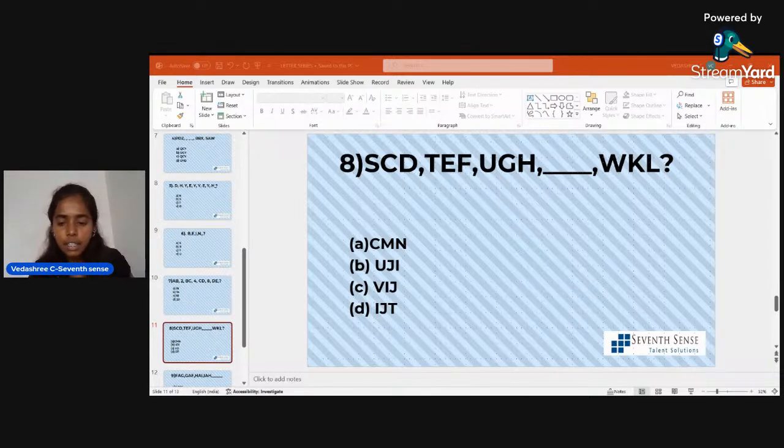For the second letter, the first letter is in alphabetical sequence, and the second letter has a one-letter difference. So here C, we'll skip the next letter, that is D, and write E. Next, we'll skip the next letter F, we'll write G. Next, we'll skip the next letter H and we'll write I here. Next, we'll skip the next letter J and we'll write K here.